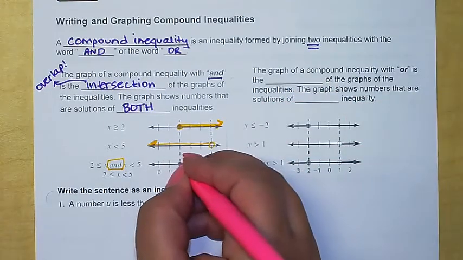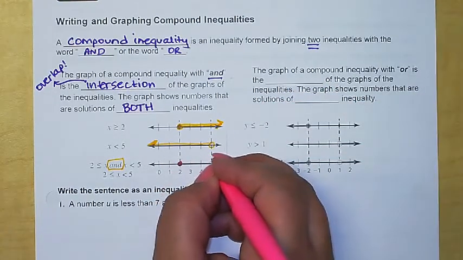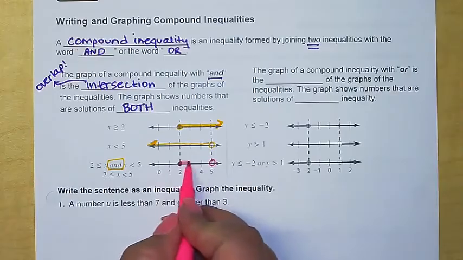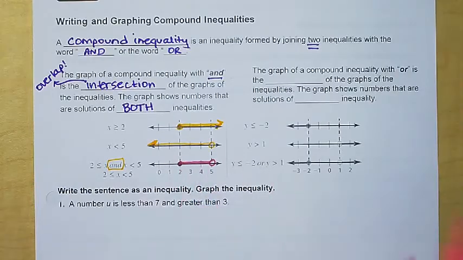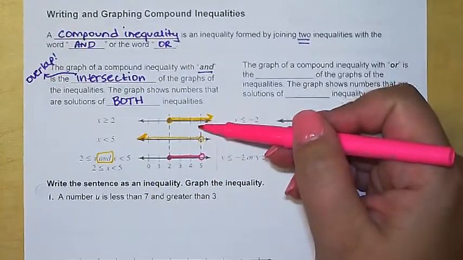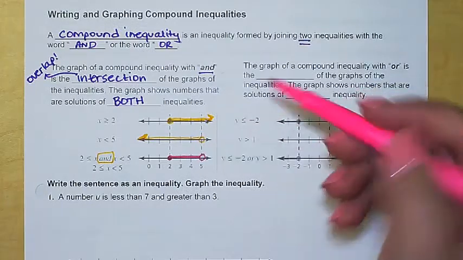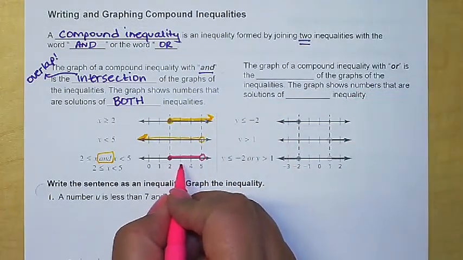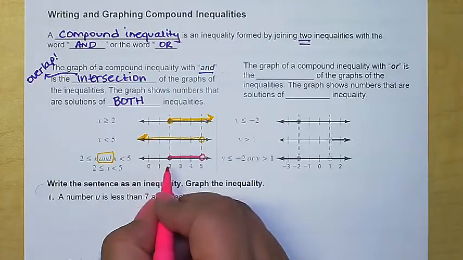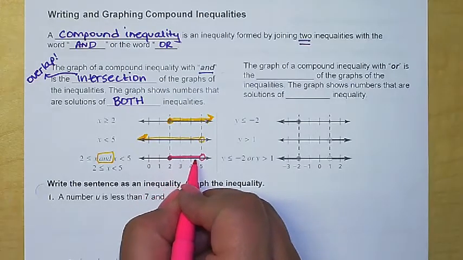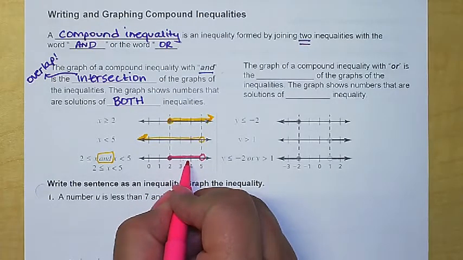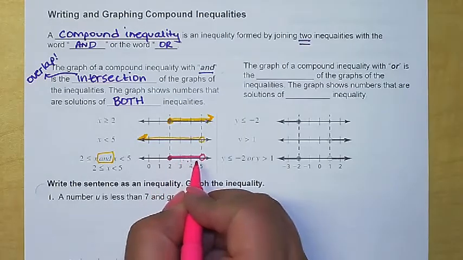And so my final solution for this and statement would be essentially just this section. That's where they overlap, or where it is true for both. So all of the numbers here that I finalized in pink are greater than or equal to 2 and also less than 5. So it's everything in between.